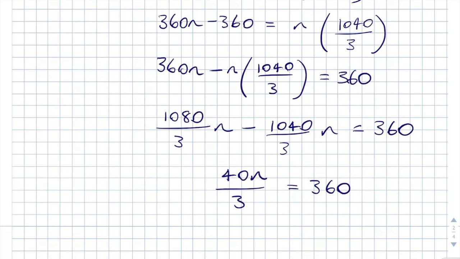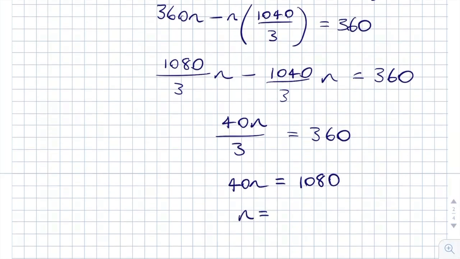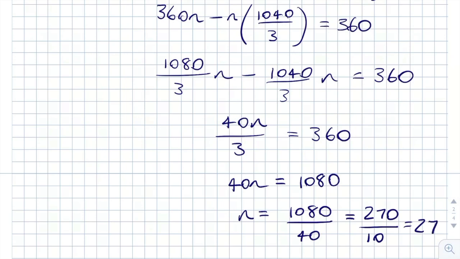We can multiply both the left-hand side and the right-hand side by 3, so we get 40n equals 1080, and then we can divide both sides by 40. So we get n equals 1080 over 40. We should be able to see if we divide both top and bottom by 4, we get 270 over 10, and that of course simplifies to 27. So now we've got a value for n, which is 27.